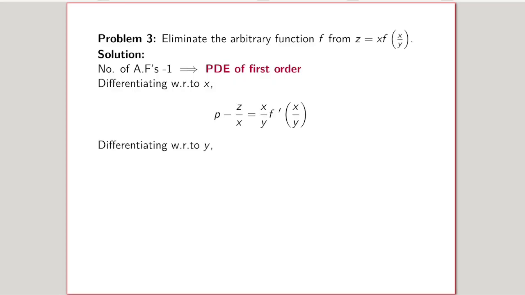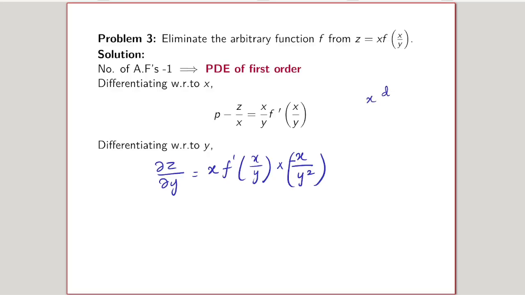Now differentiating with respect to y, we will be getting dou z divided by dou y. We have to keep x as it is because differentiating with respect to y, x will be treated as constant, into f dash of x by y. If you differentiate the x by y term inside bracket, we'll be getting x into minus x divided by y square. So keep x as constant. Now we are differentiating y alone.